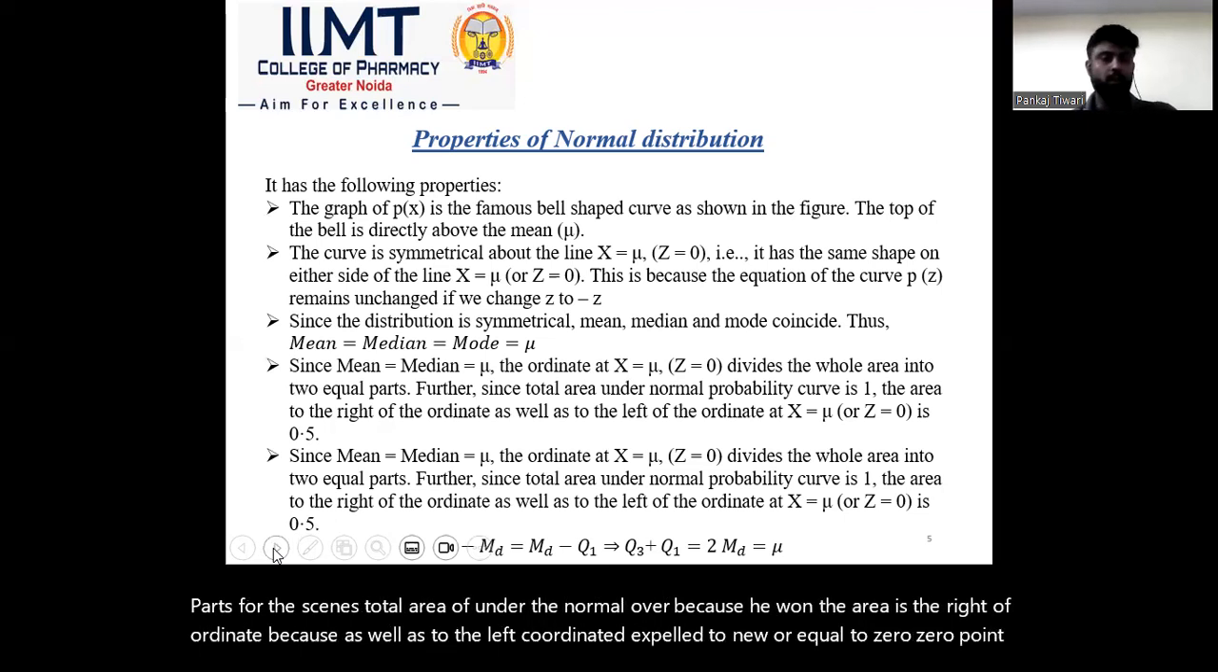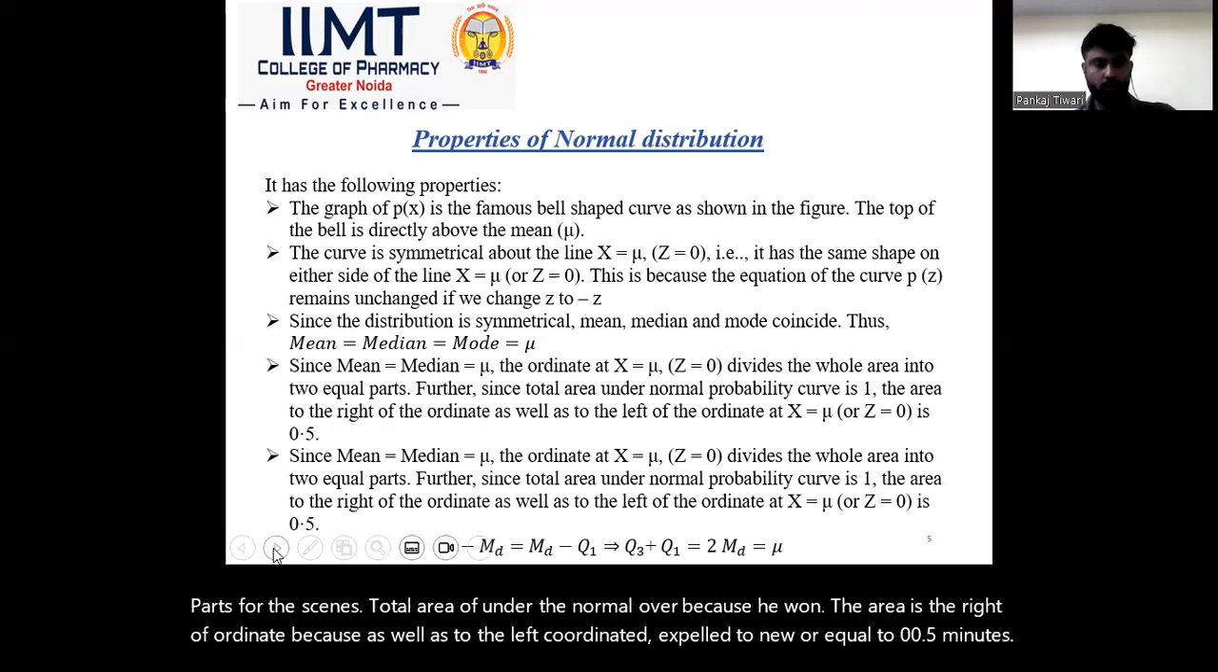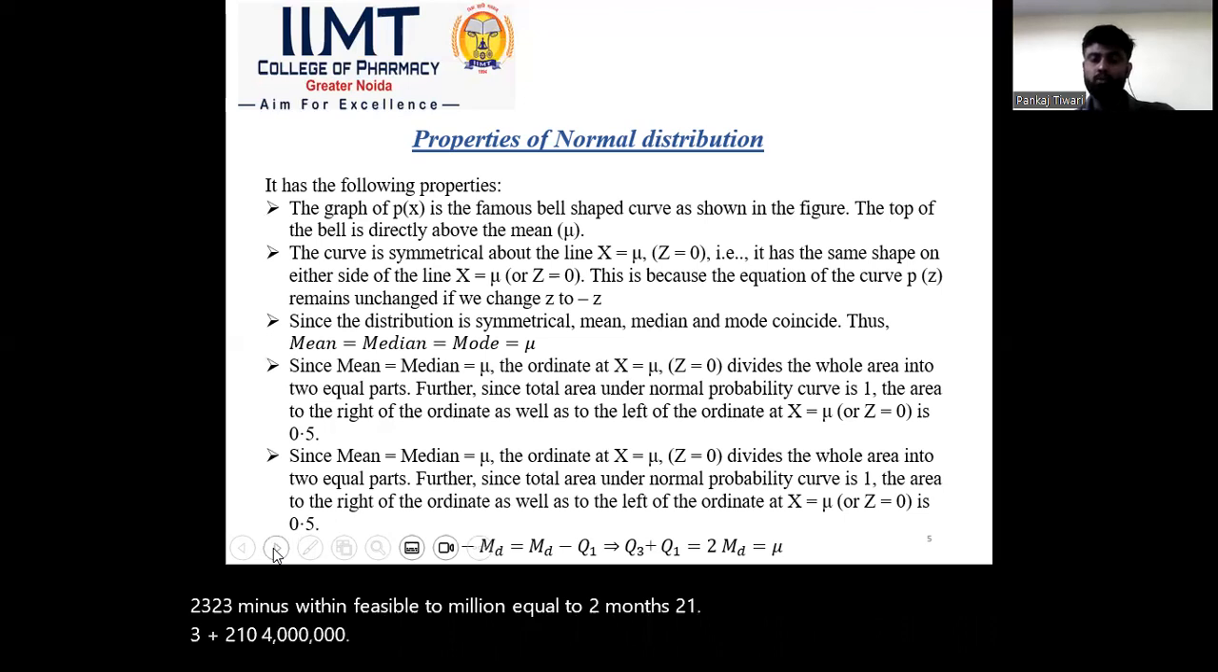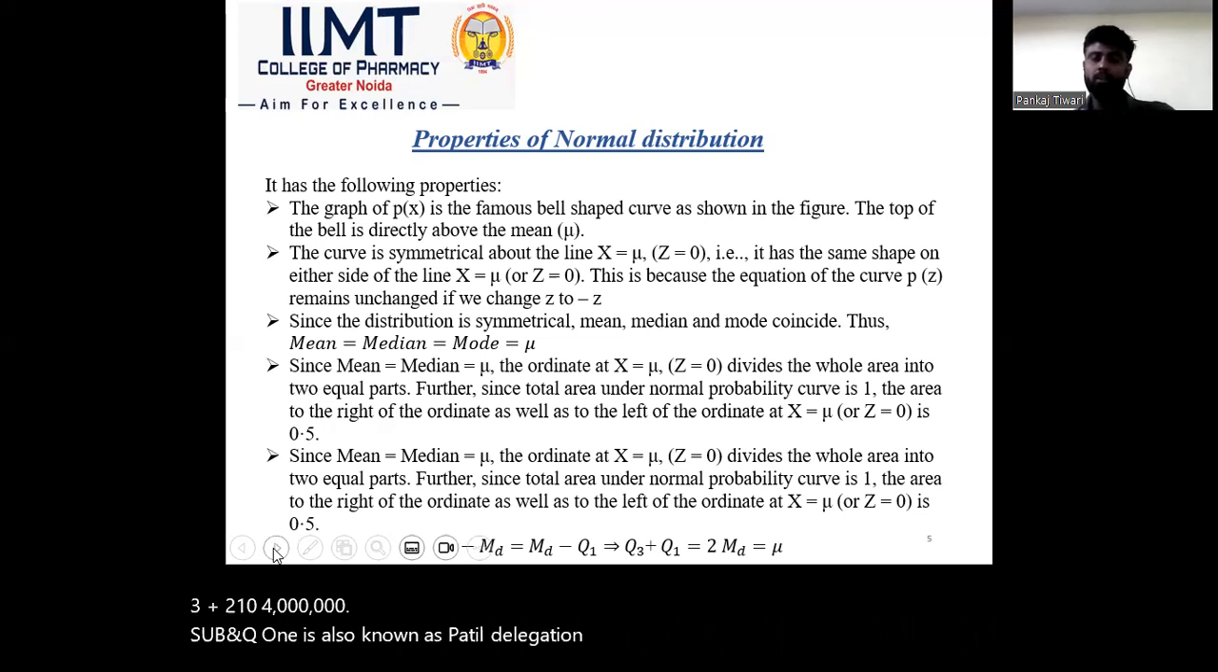Q3 minus median is equal to median minus Q1, which gives Q3 plus Q1 equal to 2 median, that is, 2 mu. Q3 and Q1 are also used in quartile deviation, a partition value in statistics.